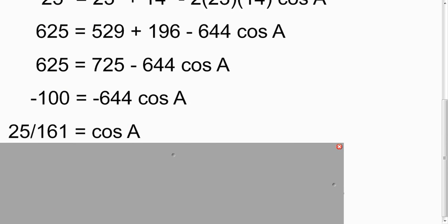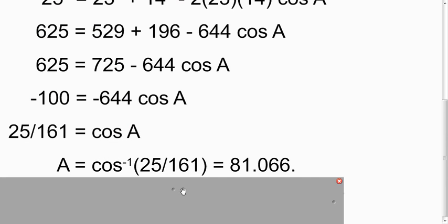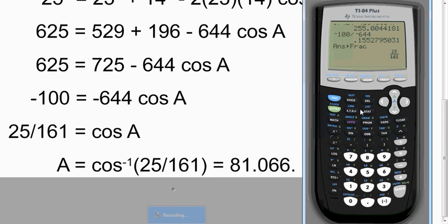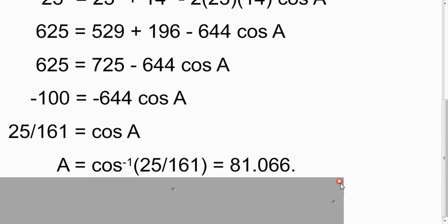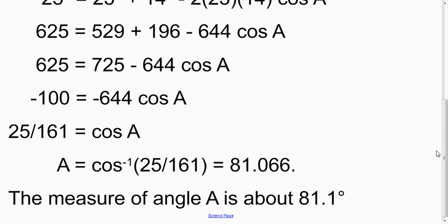So now we got to figure out what A is. So to cancel that cosine, we have to use inverse cosine or arc cosine. So second cosine, I'm going to input the previous answer, so second answer, and the negative sign. And that's where we get that number from. So round to the nearest tenth is about 81.1 degrees.